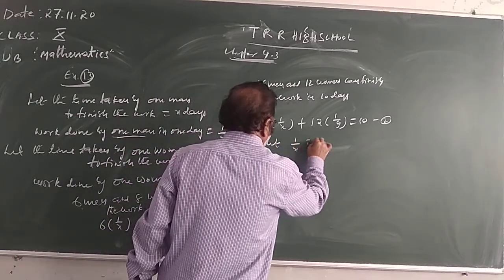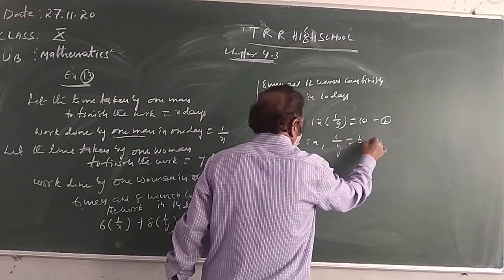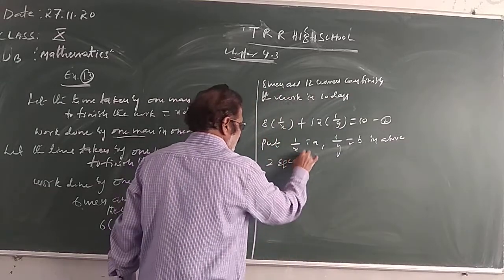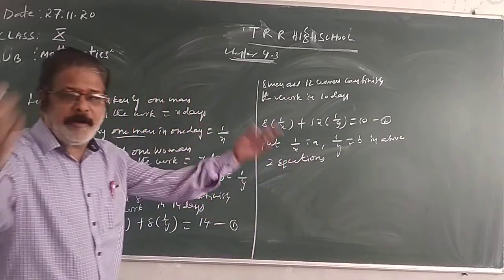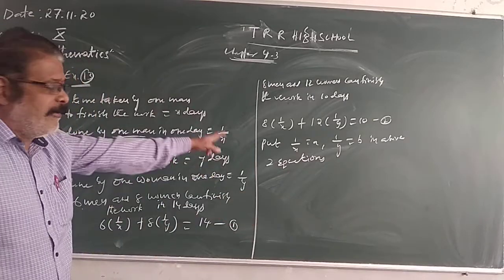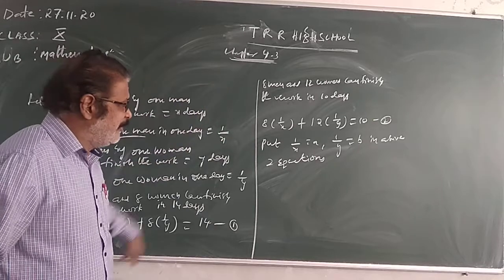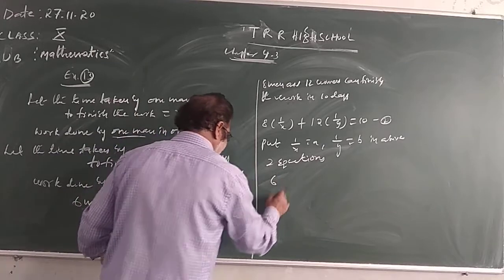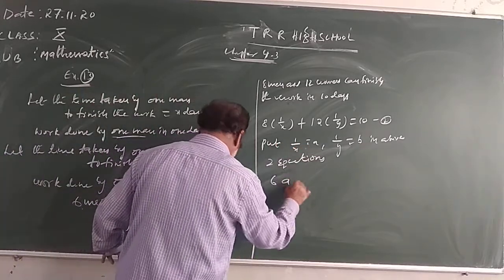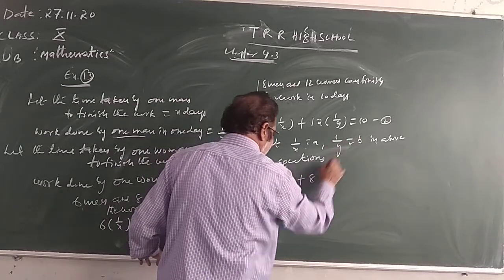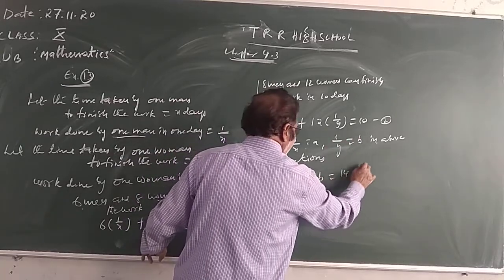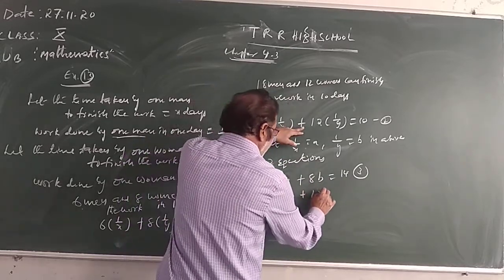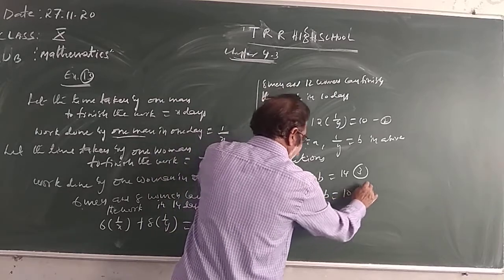Now let us put 1 by x equal to a, 1 by y equal to b in the above two equations. You will get two new equations. That is 6 into 1 by x, which is a, plus 8 into 1 by y, which is b, equal to 14. This is the third equation. Now 8a plus 12b is equal to 10. This is the fourth equation.